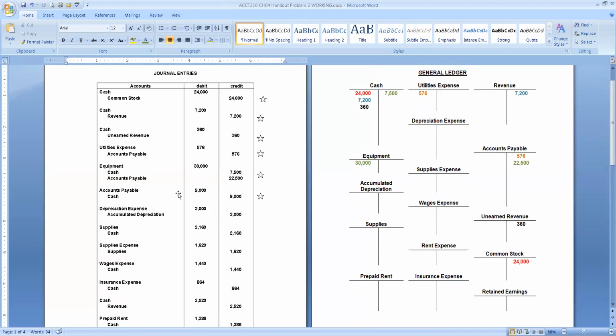So accounts payable 9,000, cash the credit. So the debit is 9,000 accounts payable. So it looks like we paid off some accounts payable. Not all of them, but 9,000 of them. And cash.